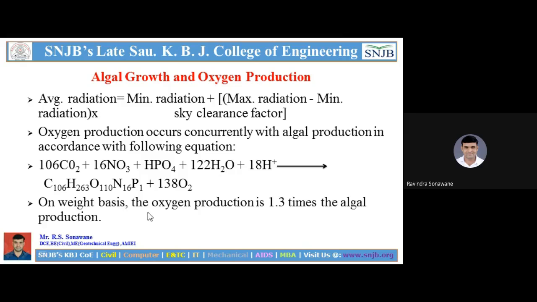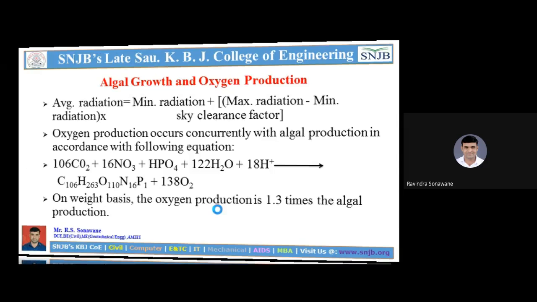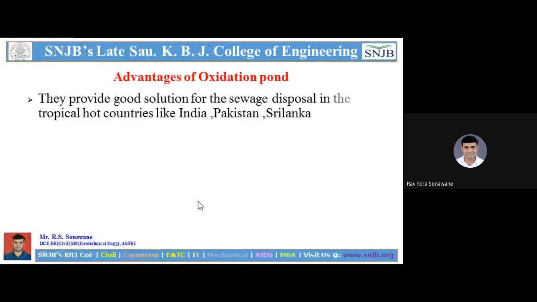On a weight basis, oxygen production is 1.3 times the algal production. They provide a good solution for sewage disposal in tropical hot countries like India, Pakistan, Sri Lanka. Mostly it is a good solution, the oxidation pond.